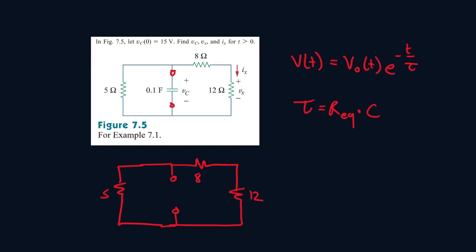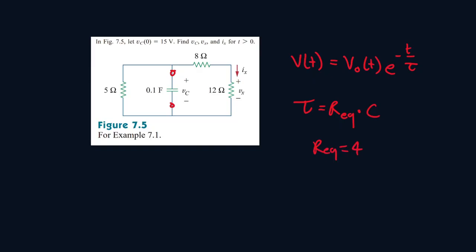All right. First thing we see, we can add these two up. So 12 plus 8, that's 20. And these are in parallel because they're connected to the same node, so we can bring them here. So it'll be (1 over 20 plus 1 over 5) to the power of minus 1. So it's 4. The resistance equivalent is equal to 4 ohms.